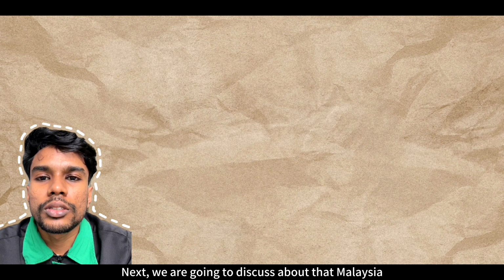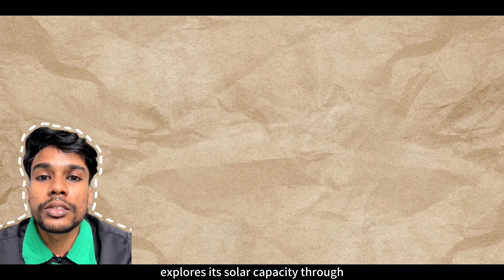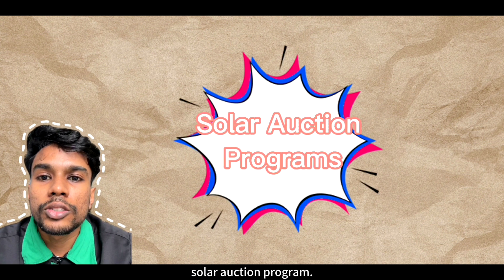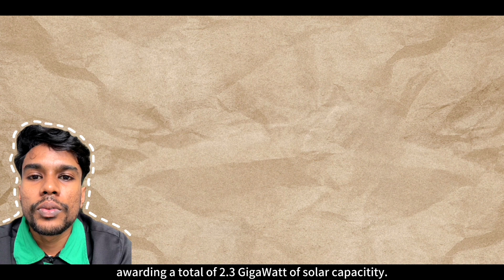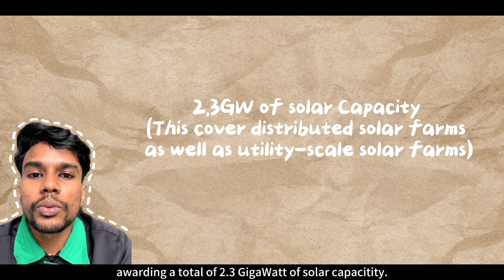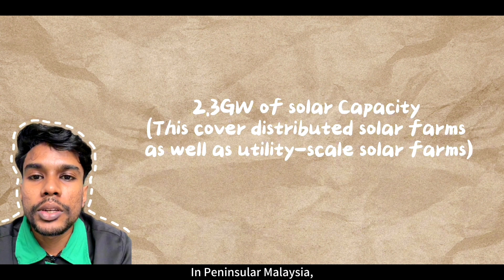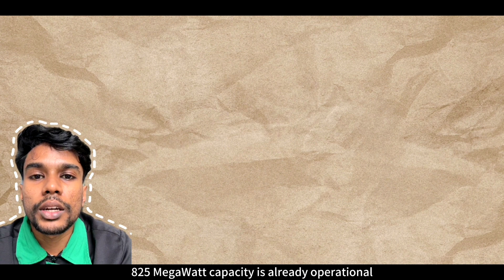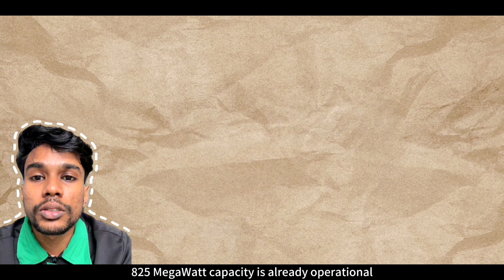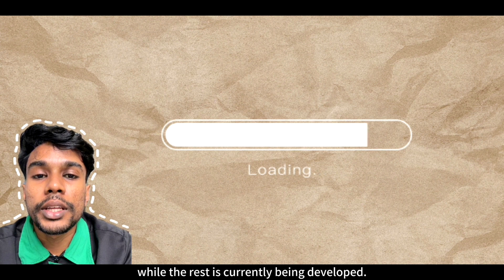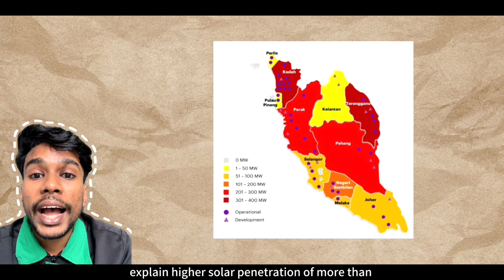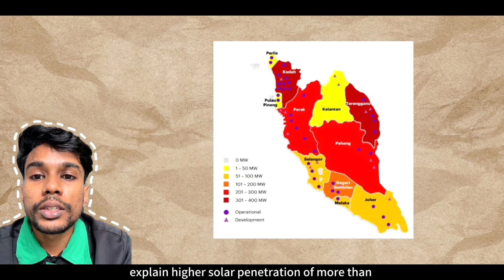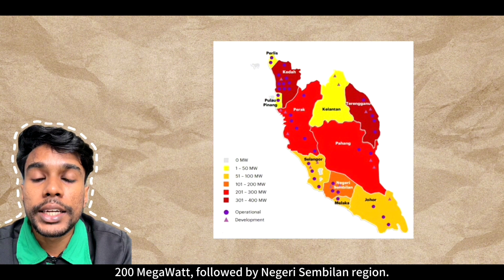Next, we're going to discuss how Malaysia has grown its solar capacity through solar auctions. To date, it has held 4 rounds of auctions, awarding a total of 2.3 gigawatts of solar capacity in Peninsular Malaysia. 825 megawatts of capacity is already operational, while the rest is currently being developed. Kedah, Terengganu, Perak and Pahang appear to experience higher solar penetration of more than 200 megawatts, followed by Negeri Sembilan.